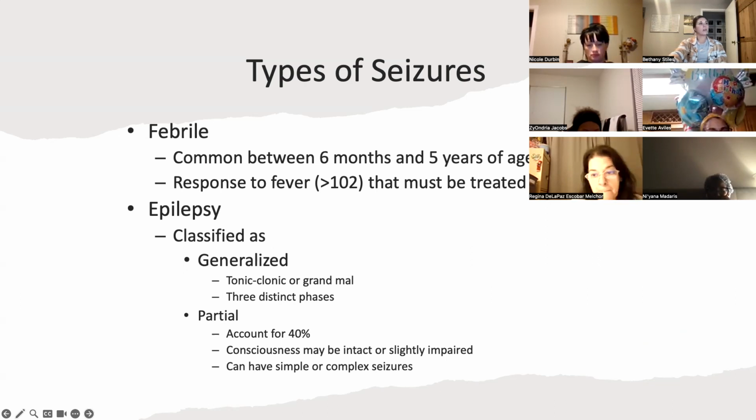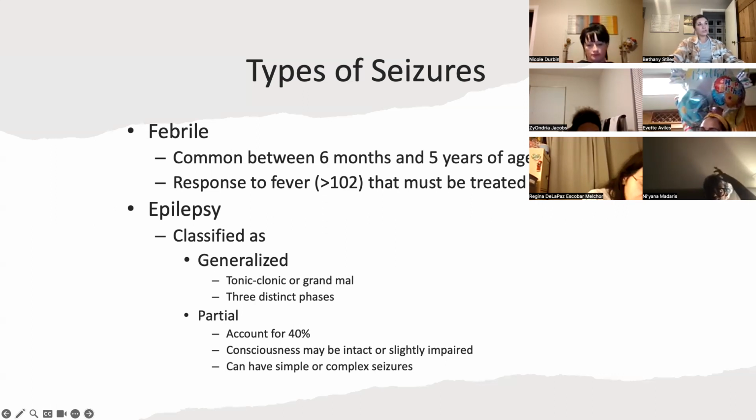Then we have epilepsy, which can be classified as general or partial. Our generalized seizures are going to be our tonic-clonic, so those typical seizures, or our grand mal seizures. They have 3 distinct phases to them. They have an aura, the tonic-clonic seizure, and then a post-ictal phase where they're kind of dazed and confused.